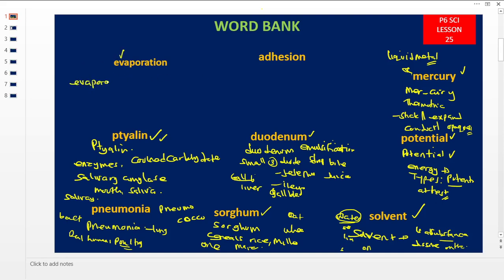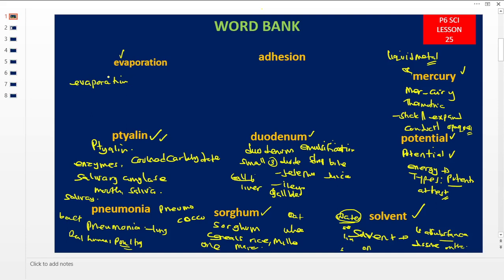In the previous lesson we looked at changes in the states of matter, and we said what causes the changes in the states of matter. That is the change in temperature. When the temperature increases, we expect a change in state of matter, or when the temperature reduces, we expect a change in state of matter.